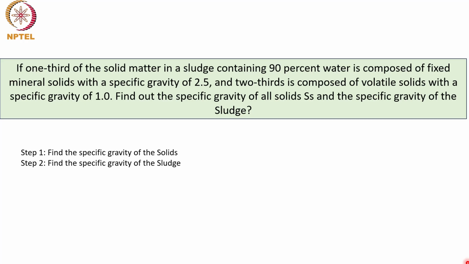So the first question is, if one third of the solid matter in a sludge containing 90% of water is composed of fixed mineral solids with specific gravity of 2.5 and two-thirds is composed of volatile solids with specific gravity of 1, find out the specific gravity of solids and the specific gravity of the sludge. The first step is to find the specific gravity of the solids separately, and the second step is to find the specific gravity of the sludge separately.